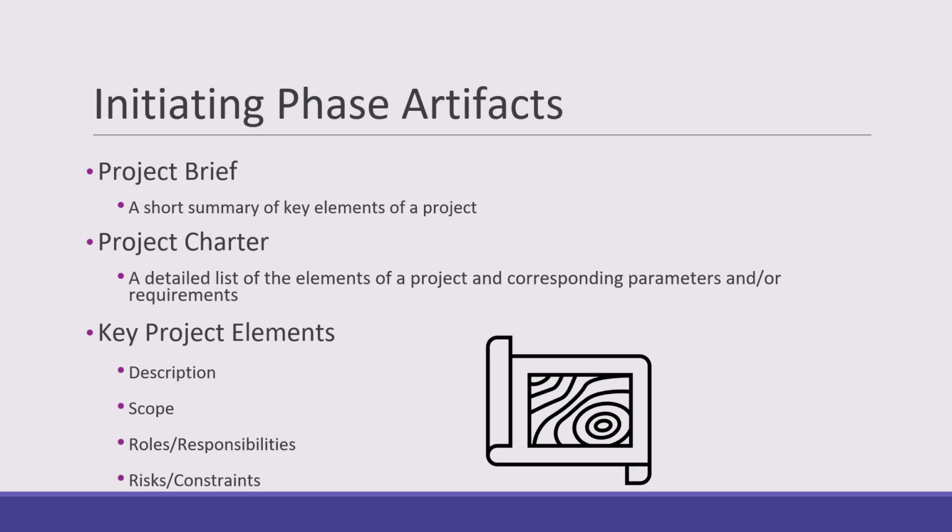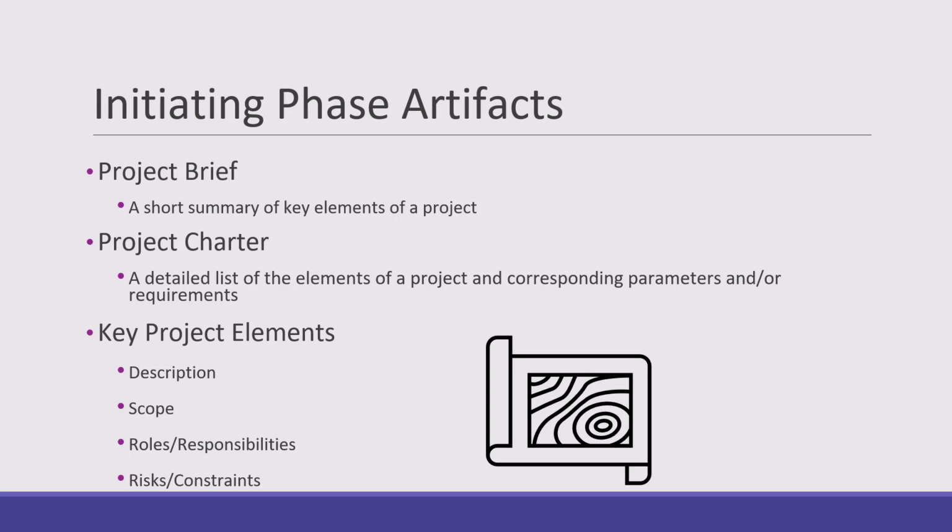As previously stated, the project brief and project charter both elicit key elements of the project. The project charter tends to be a bit more detailed, while the project brief acts as a high-level overview of the project elements. So what is typically included in the project charter and brief? The most common elements included are the project description, the scope, or set of boundaries for what should be included in the project, the roles and responsibilities of members of the project team, and any risks or constraints that the project might face throughout its duration.